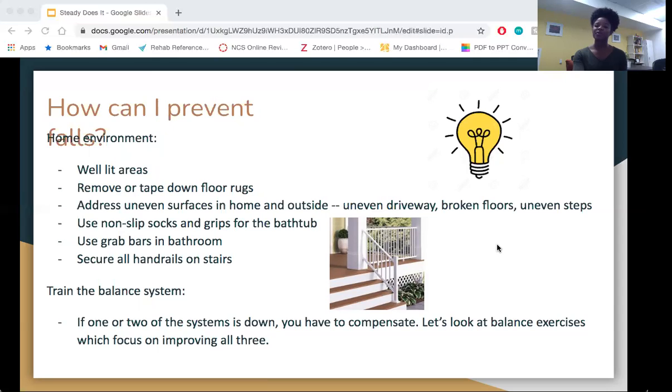Another way to prevent falls is by training the balance system. If 1 or 2 of the systems are down, then you have to compensate. So let's look at some balance exercises which focus on improving all 3.